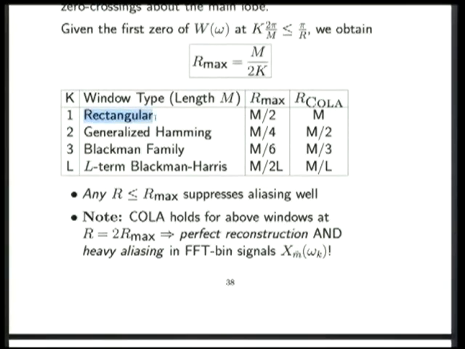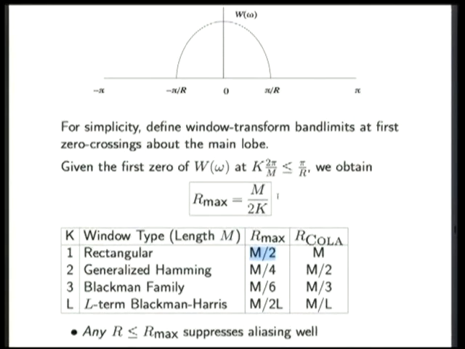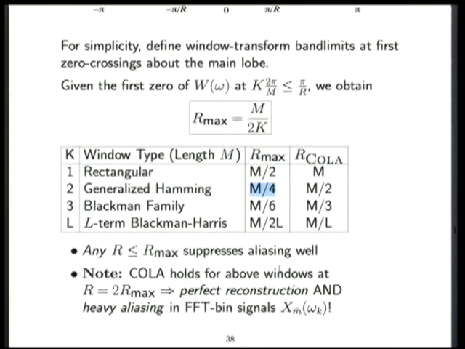You find that for the rectangular window, you can only hop half of the window length, because it's half the window length that gives you a frame rate whose half equals the first zero crossing of the main lobe. And for the generalized Hamming, you can only jump a quarter of the main lobe. You have to go with 75% overlap.